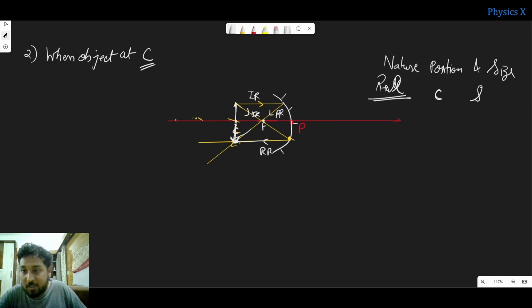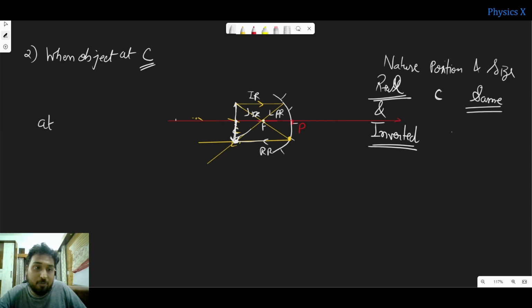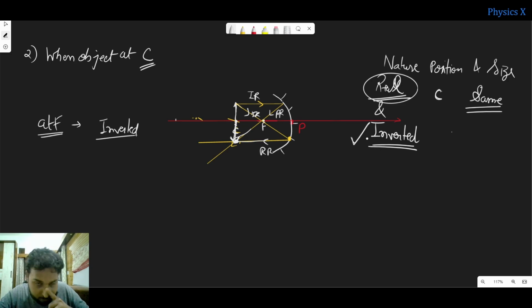And what is the size of the image? It is the same size. Now one more thing I can see is that the image formed is upside down. When the image is formed upside down, I call it an inverted image. I can add this point also, that it is an inverted image. Also in the previous case, when the object was at F, although the image was highly diminished, the image was inverted. Remember that whenever a real image is formed, it is an inverted image only, right?